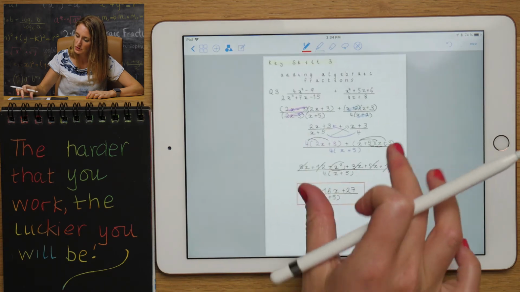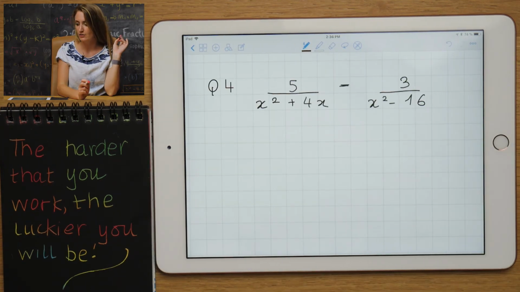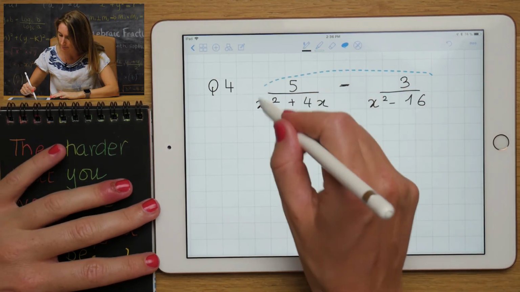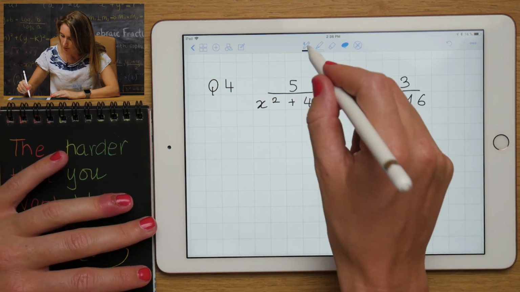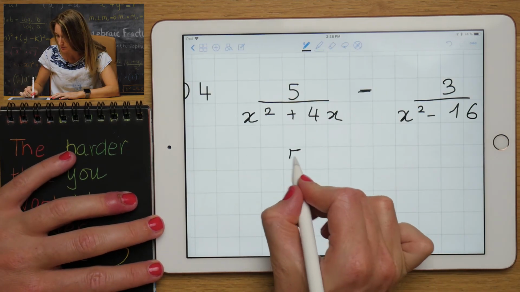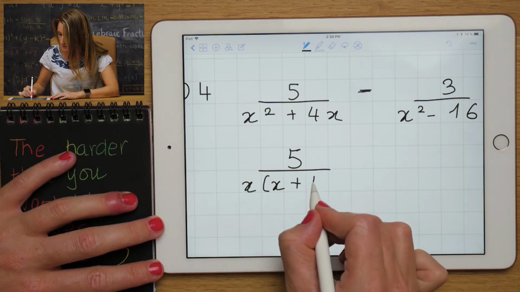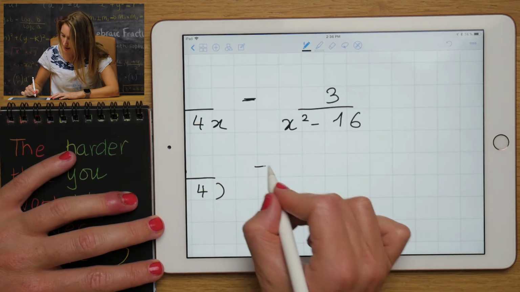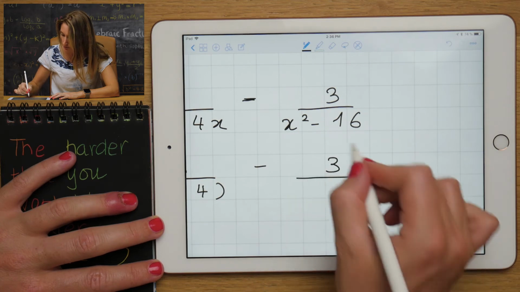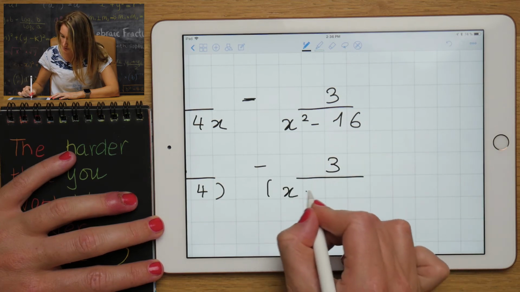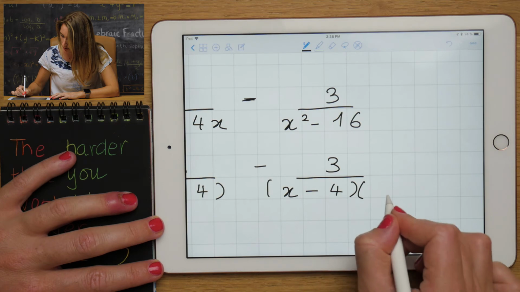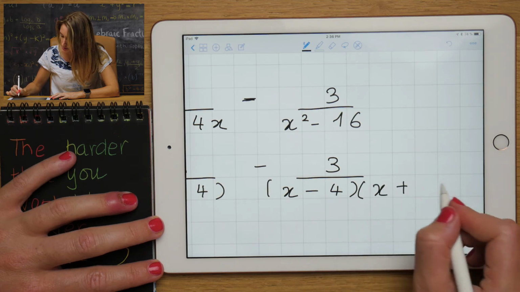Voila, you're finished. I realized I forgot to give you guys a minus, and I know I promised only 3, but I think I'm going to have to sneak in a 4th one here. Okay, you want to factorize this like we talked about. So that's going to be x plus 4. And here we're going to have minus 3 over, don't forget 16 is a square number, so we're going to have x minus 4, x plus 4.